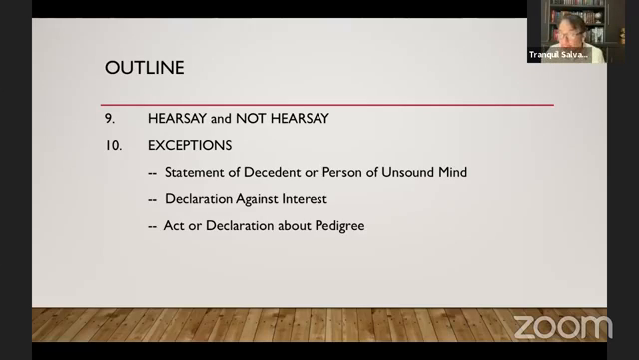It is reliable because that statement was made at the time when he has personal knowledge, upon personal knowledge of the deceased or the person of unsound mind, and when the matter was recently perceived, and while his recollection is still clear.